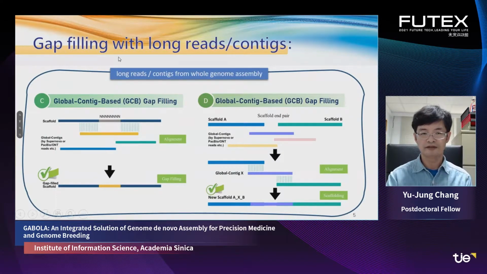The other two modules are gap filling with long reads and contexts. You can use long reads or contexts from a whole genome assembly. I think this part is more straightforward. You can use a context if it can align well to both flanking sides, and we can use it to fill the gap. The scaffolding part is similar.